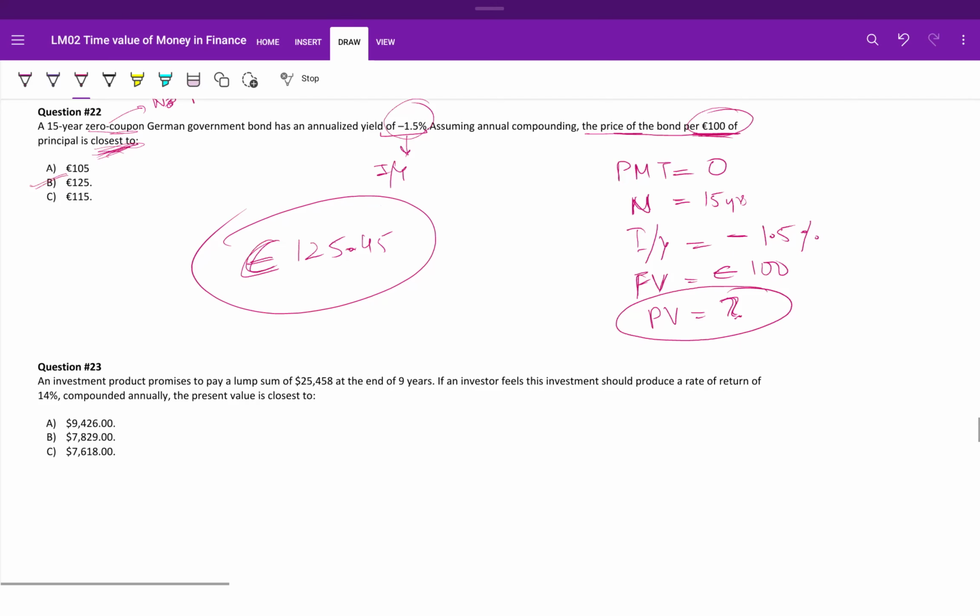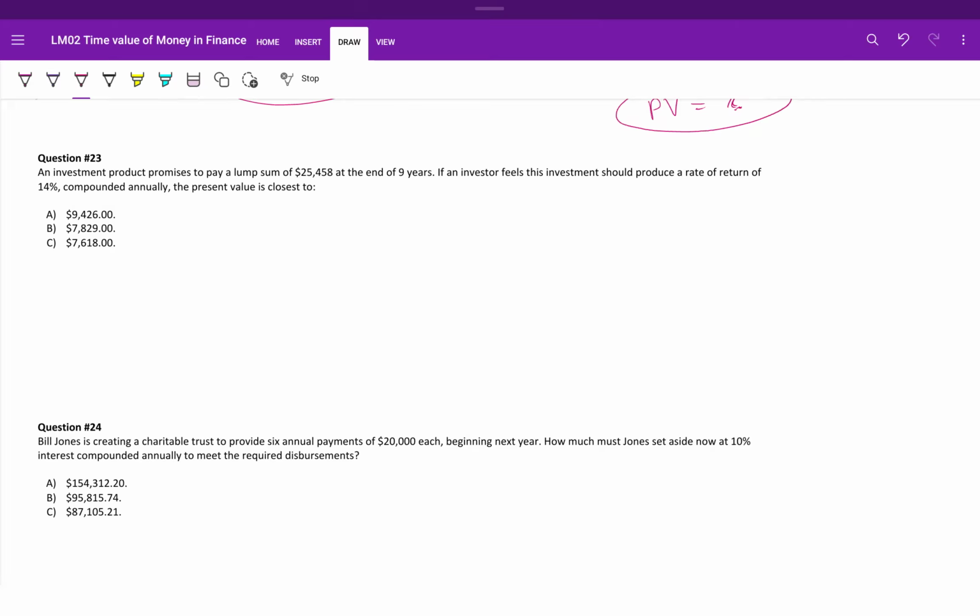Now, question number 23. An investment product promises to pay a lump sum of 25,458 at the end of 9 years. If an investor feels this investment should produce a rate of return of 14% compounded annually, the present value is closest to what? So here N is 9 years. Rate of return is 14%. This means I/Y is 14%.